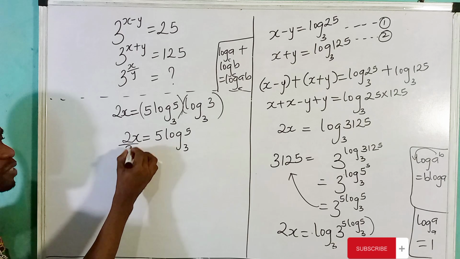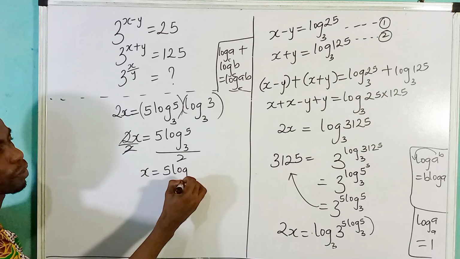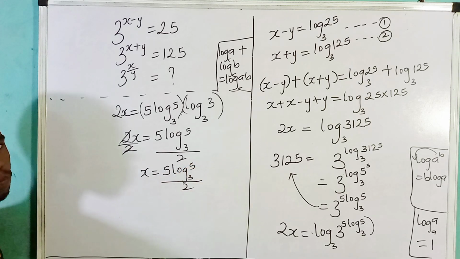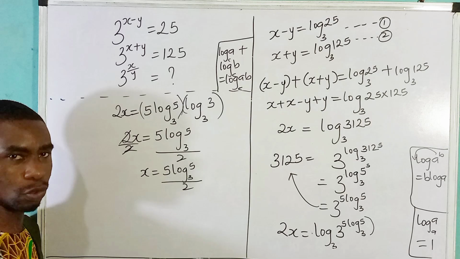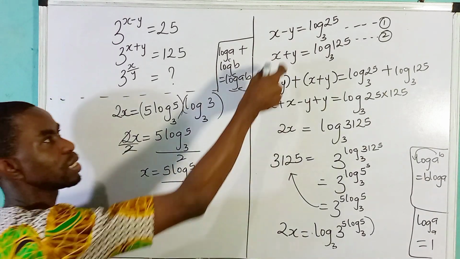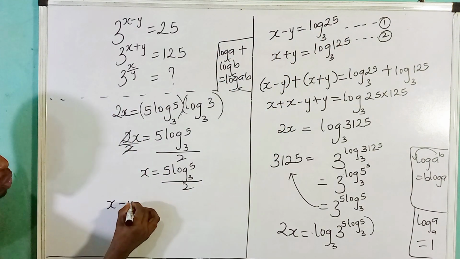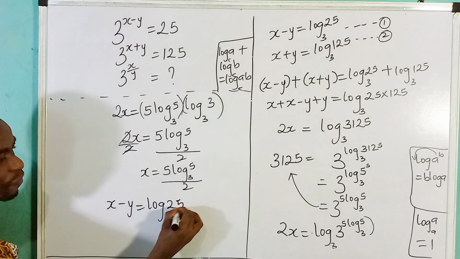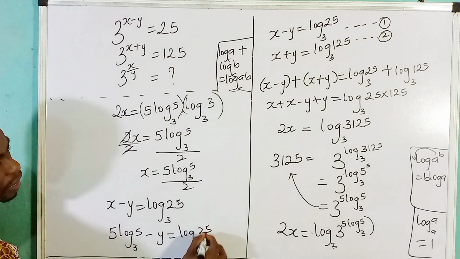So to get the value of x, now we divide both sides by 2. X should be equal to 5 log 5 base 3 over 2. That is the value of x. How do we get the value of y? Remember also, when you do simultaneous equation, you can also do substitution. So we've gotten the value of x. We are going to substitute this into any of the equations. I'm going to be using equation 1. So from equation 1, we have x minus y equals log 25 base 3. X is 5 log 5 base 3 over 2, minus y equals log 25 base 3.